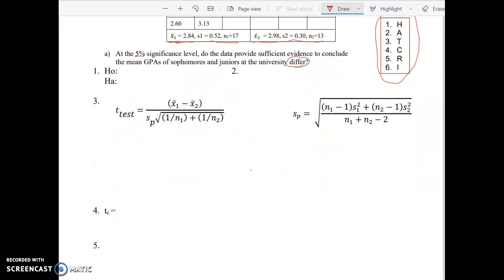So the summary data in this table is in the last row there. They give us the sample mean for each set of data, the sample standard deviation, and the sample size. So those are the numbers we're going to need to finish the problem.